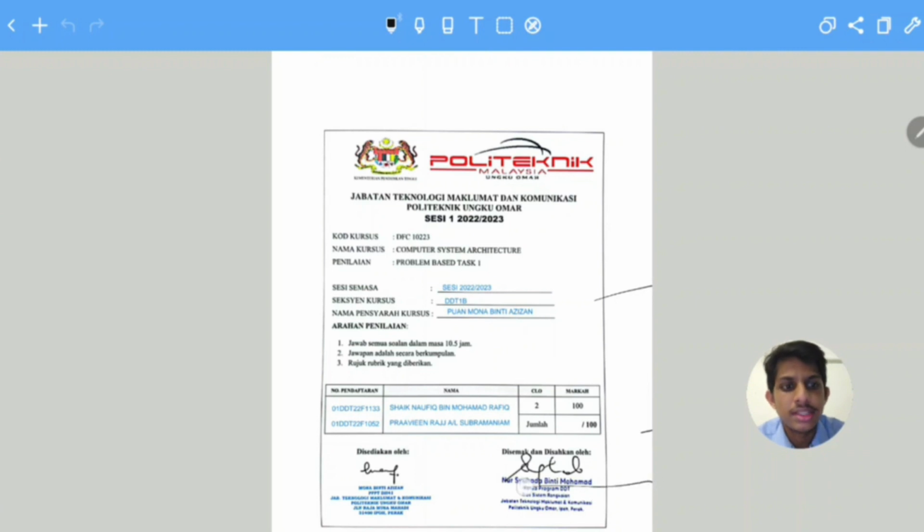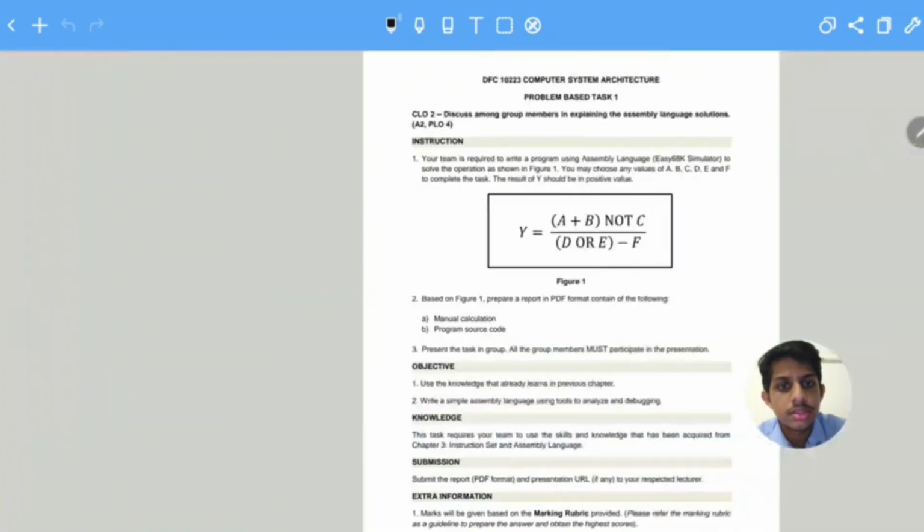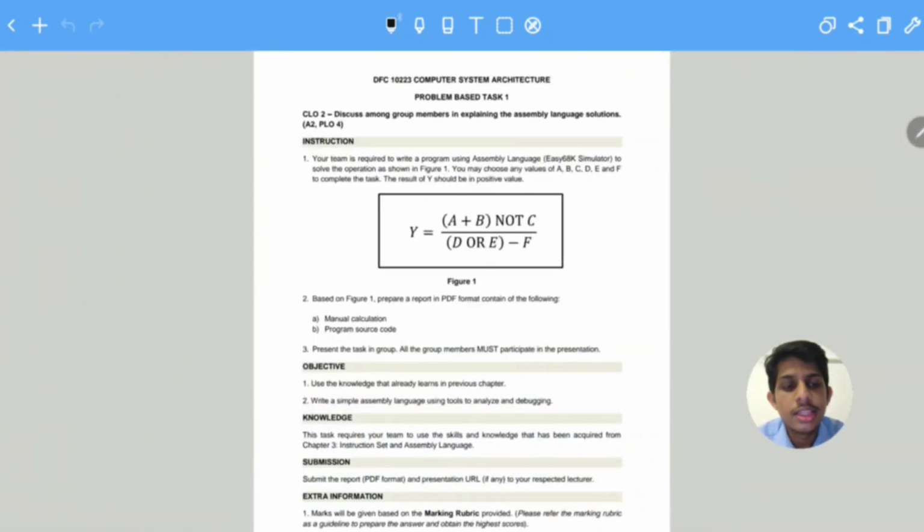Today I will discuss the PBT question. The problem is task 1. The question that I will explain is the second question, B. I read the question: based on Figure 1, prepare a report in PDF format with the following content. Question B is the program source code. I will explain the program source code.